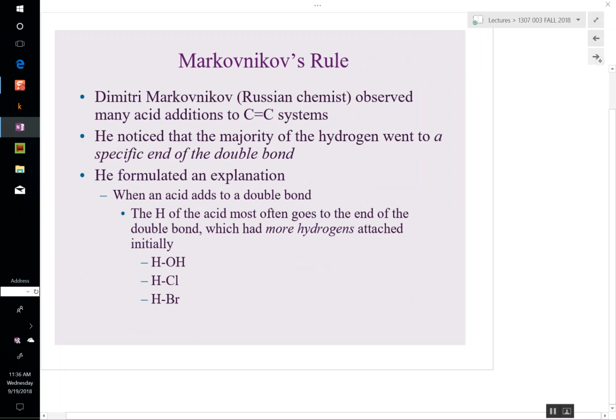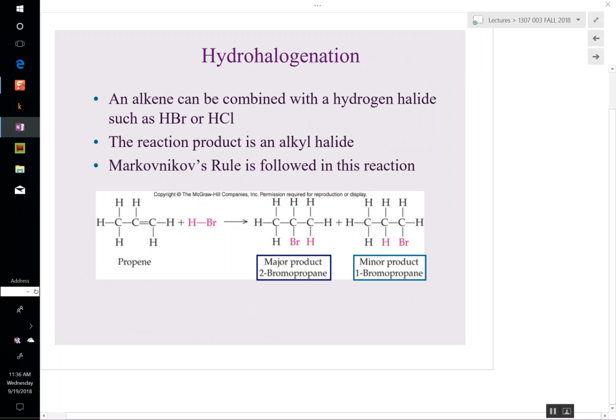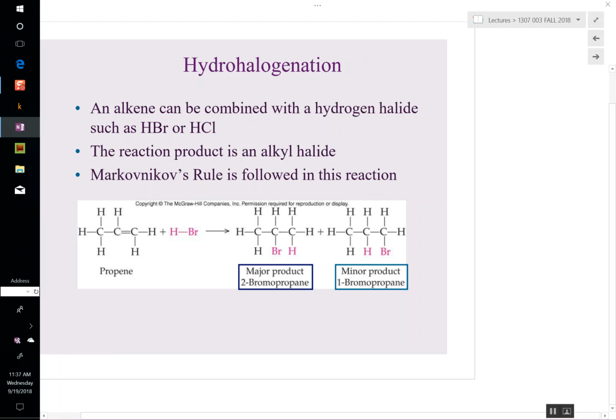And then there's Markovnikov's rule. Here it is applying, instead of water right here, I've got hydrogen bromide. Hydrogen goes to the carbon. This carbon has 2 hydrogens on it, so it gets the hydrogen. This carbon only has 1 hydrogen on it, it gets the bromine. See, here's your major product.